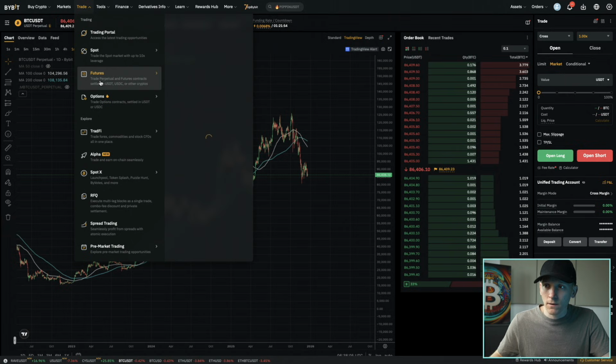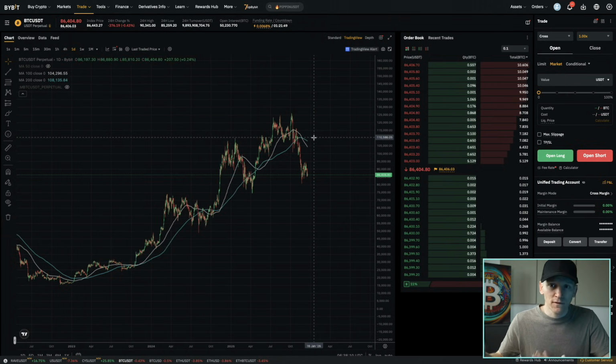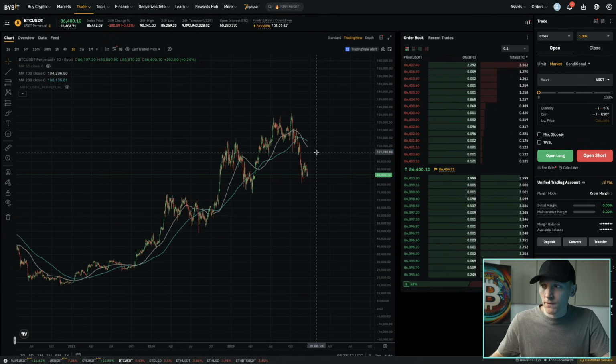So if we go to trade on Bybit, press futures here, you can trade any of these assets, including stocks nowadays that are coming onto crypto platforms as well. And then you can just open a long trade or a short trade. This is like buying, this is like selling.